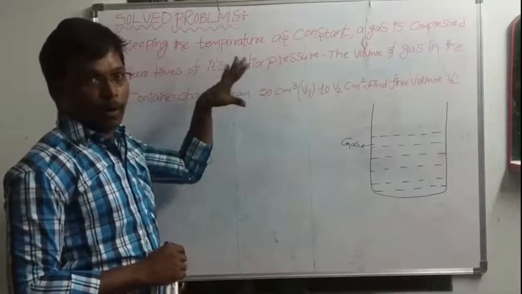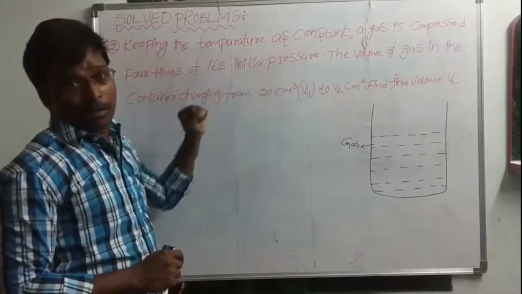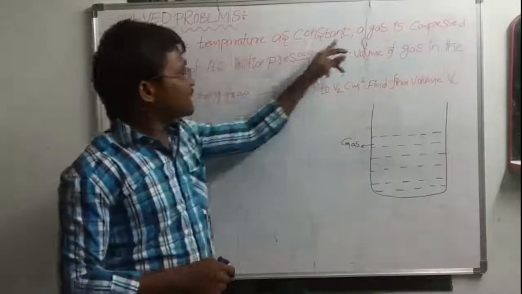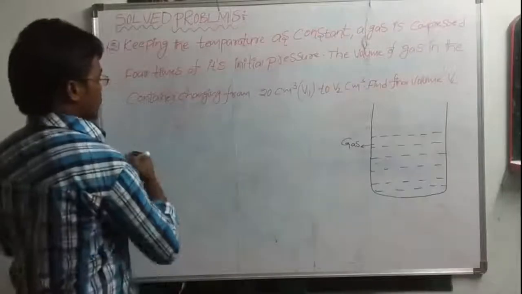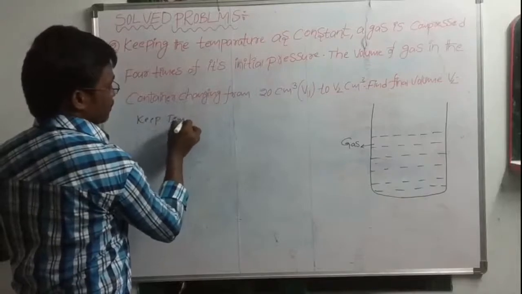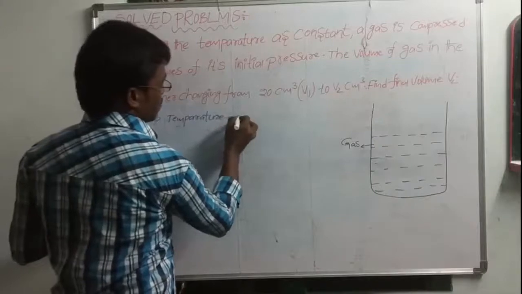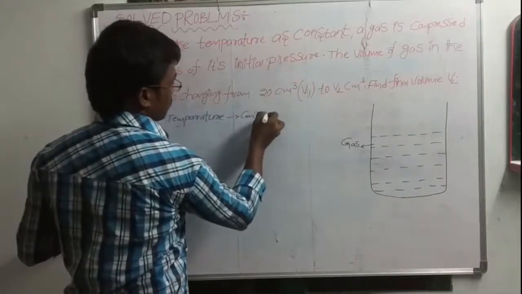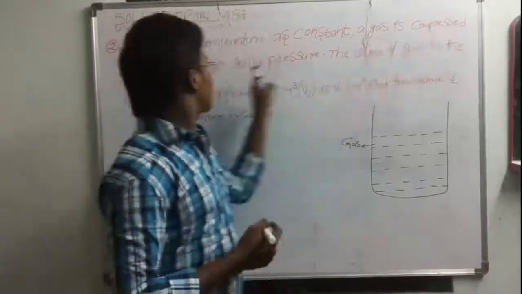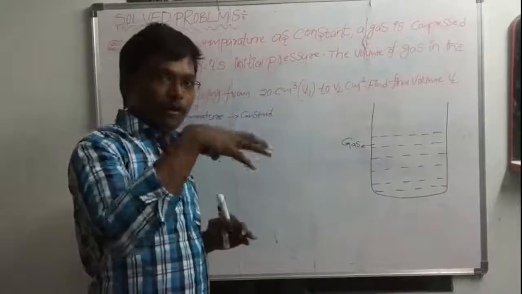So based on this problem, what he gave in the problem, we should write down the data. Keeping the temperature as constant. So temperature is constant. A gas is compressed 4 times of its initial pressure. The gas is compressing 4 times of its initial pressure.